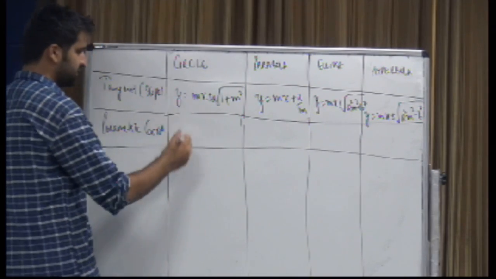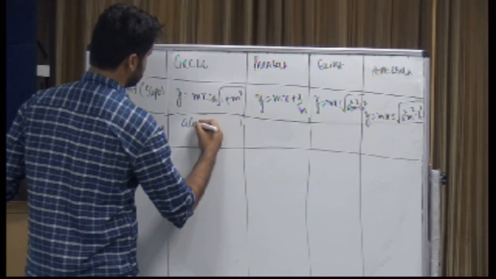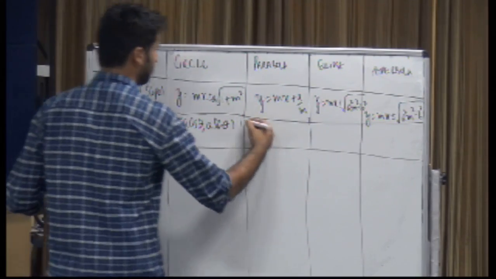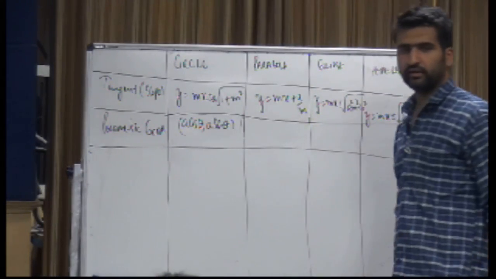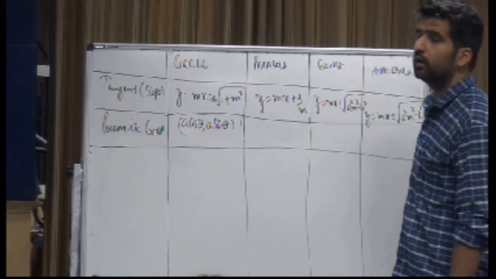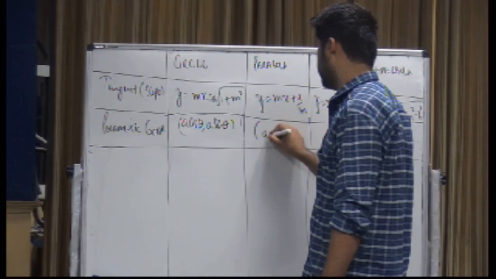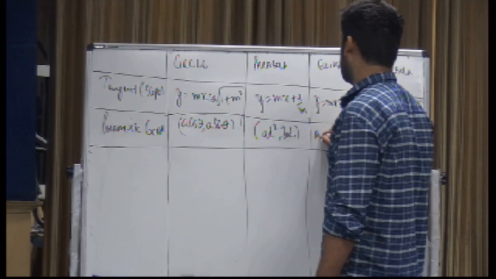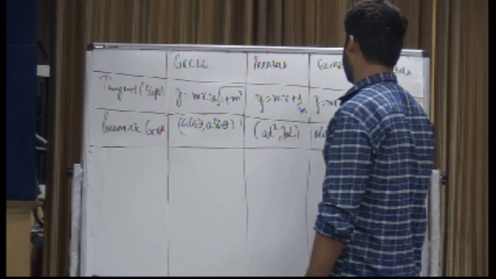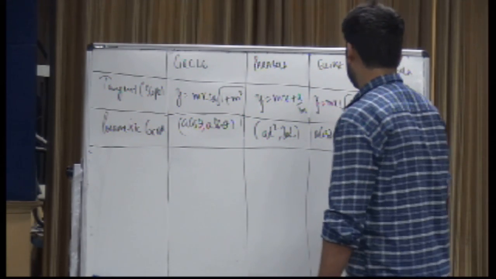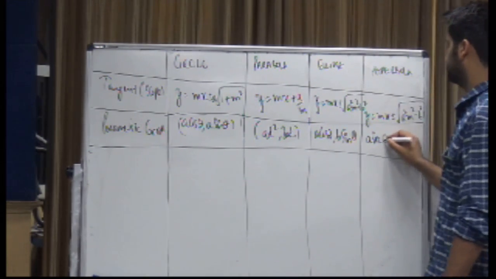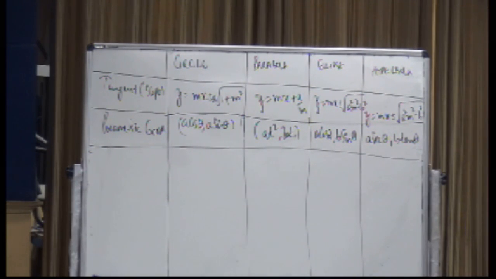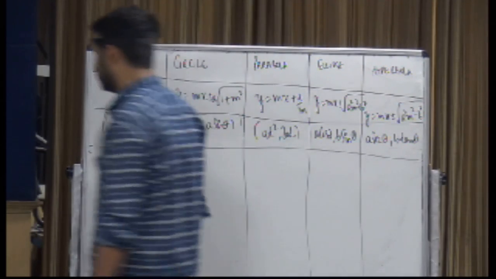So in the case of circle, we have a cos theta, a sin theta. Here we have, what will be the parametric in case of parabola? 2at square comma 2at? Good. In the case of ellipse, a cos theta, b sin theta, and here we have a secant theta, b tan theta. Okay.